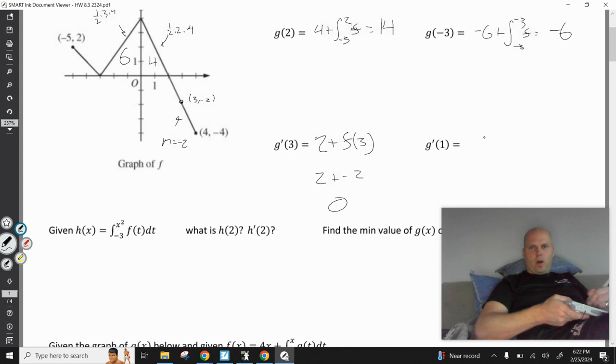G prime of 1 is 2 plus F of 1. What is F of 1? Same thing, down 1, 2. This is still the slope of negative 2. So this is going to be the point 1, 2. So that's 2 plus 2, which is 4.